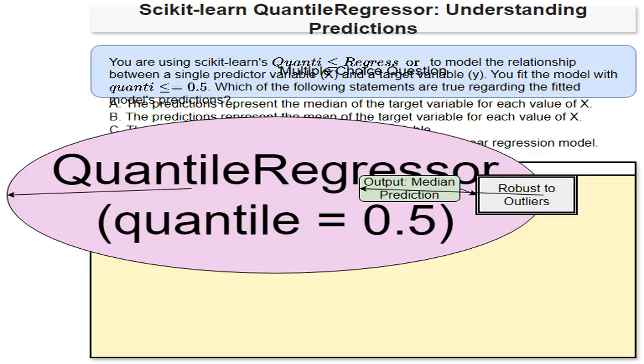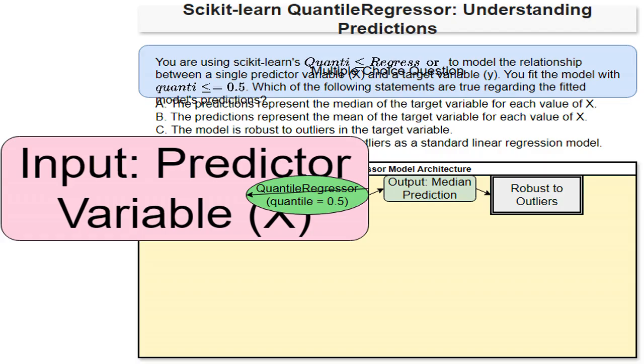The QuantileRegressor, especially when quantile equals 0.5, is designed to be robust to outliers. This is a significant benefit over methods that rely on the mean. Because the median is less affected by extreme values, the output of the QuantileRegressor with quantile equals 0.5 is the median prediction. This simply means that for a given input, the model outputs the middle value of the target variable's distribution.